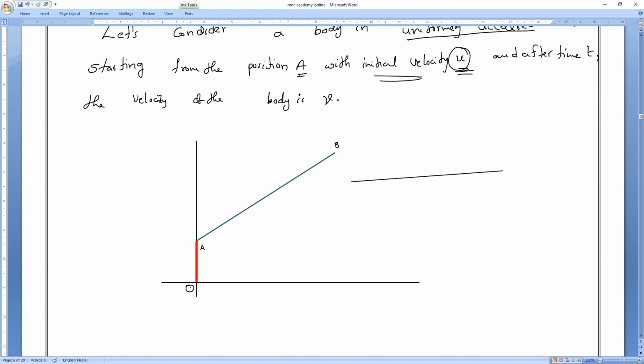If a body is starting from zero, the graph will start from here. The body is starting from a certain point A, where the initial velocity is not zero. The body already has some velocity. Will you accept it, everybody? Yes, sir. Any doubt, Sanjay? So what is the initial velocity? U. Okay? Yes, sir. Next.